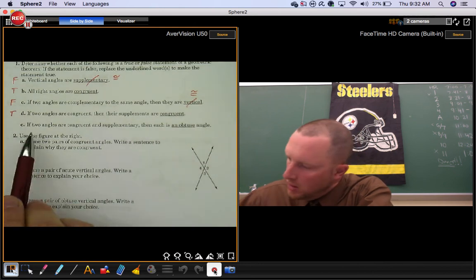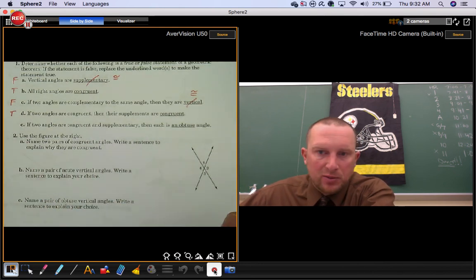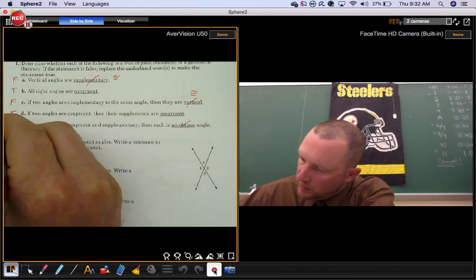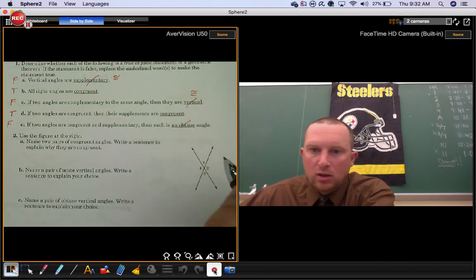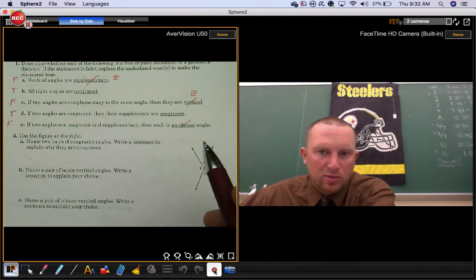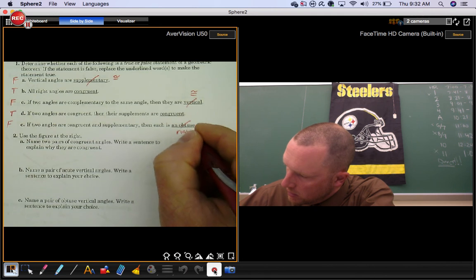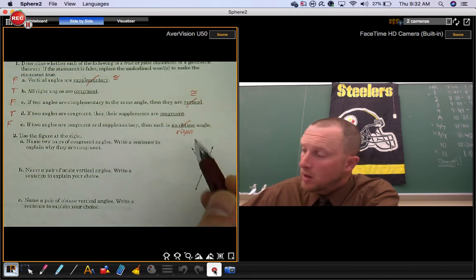Part E, if two angles are congruent and supplementary, then each is an obtuse angle. That's false. If they're the same and they add up to 180, what number plus itself gives you 180? 90 does. They need to be right angles.